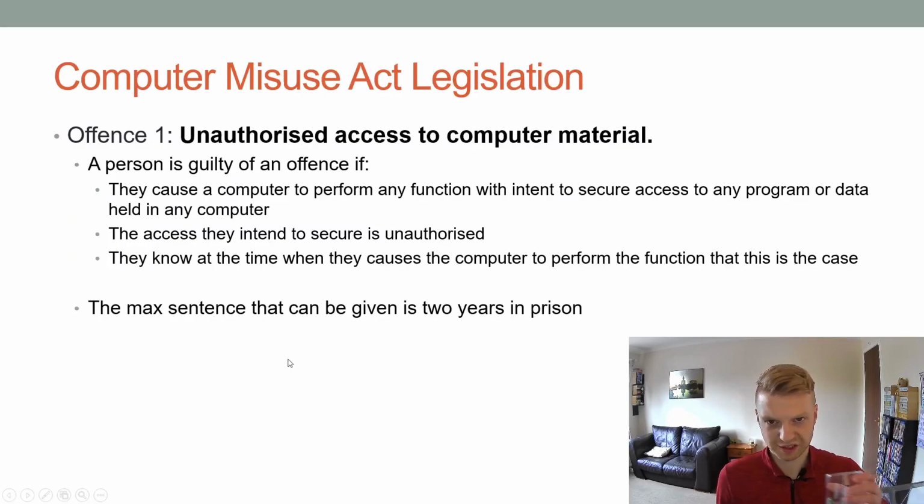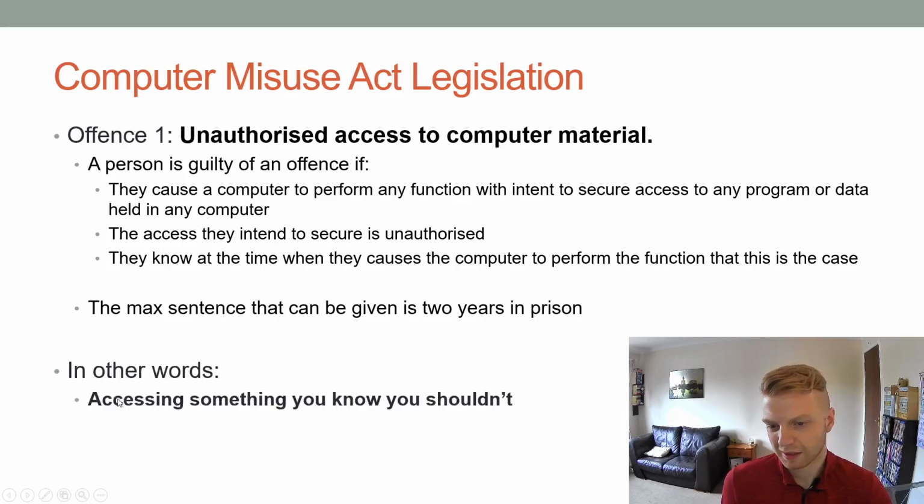So this is the legislation, right? There's a lot. There's pages and pages. I copied it all over and cut it down from the government website, and even then it's still a lot. Basically, offence 1 is unauthorised access to computer material. Again, this is legal speak, and the max sentence that can be given is 2 years in prison. In other words, in human speak, you break the first offence if you access something you know you shouldn't be accessing.